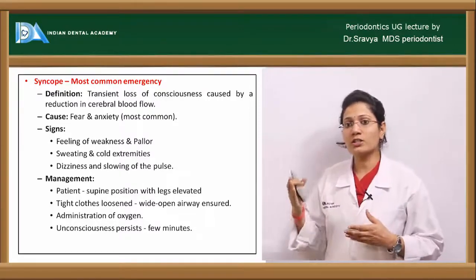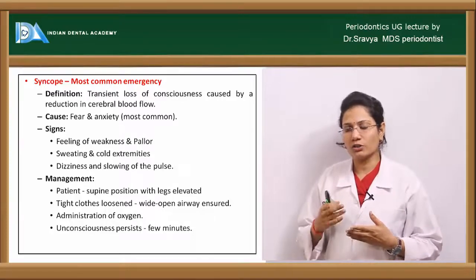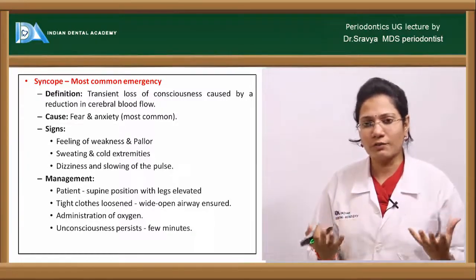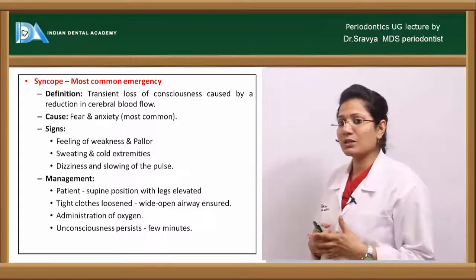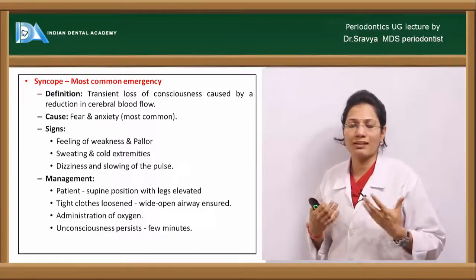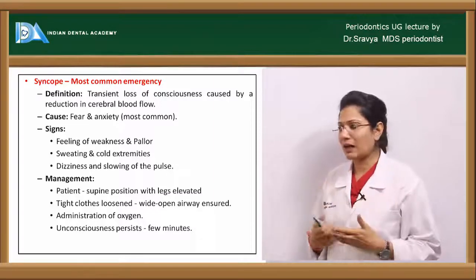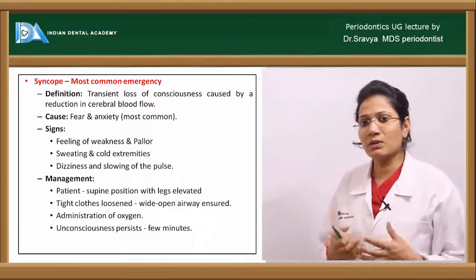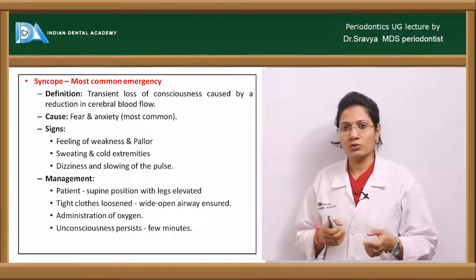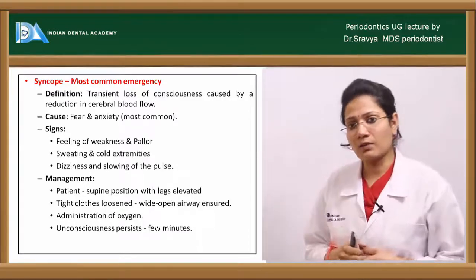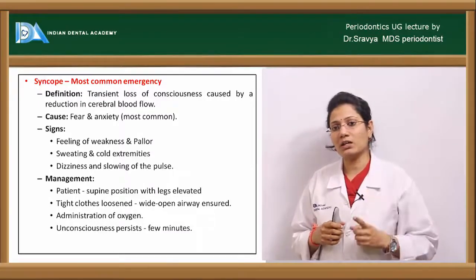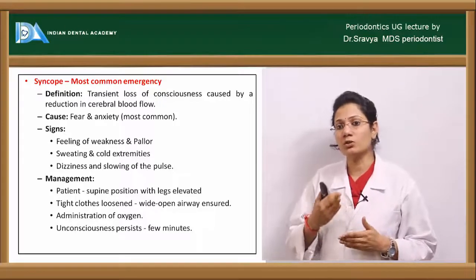So what you need to do, first you need to identify the signs and symptoms of syncope. First you need to know the cause. Most of the time the cause will be fear or anxiety, dental anxiety or treatment modality anxiety. The most important signs: the patient would start feeling weak, he would look pallor, there will be sweating and the extremities would become cold, he would complain that he's feeling dizzy, and you check the pulse, it starts slowing down. Most of the times you can also observe more of the sclera. That would be an ideal sign that he might be going into syncope.